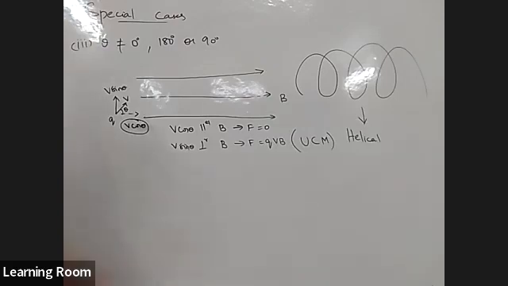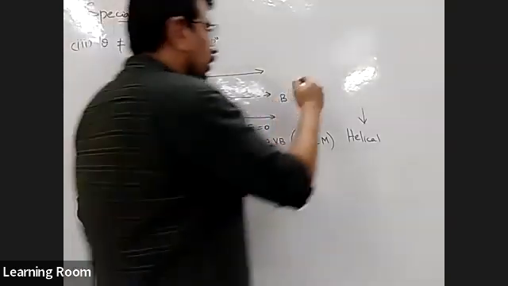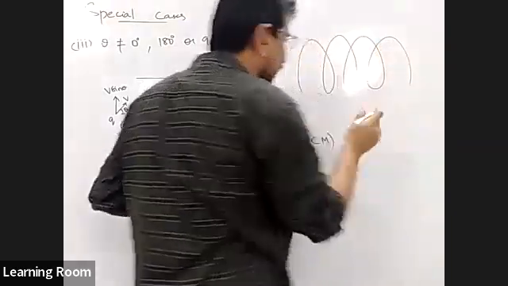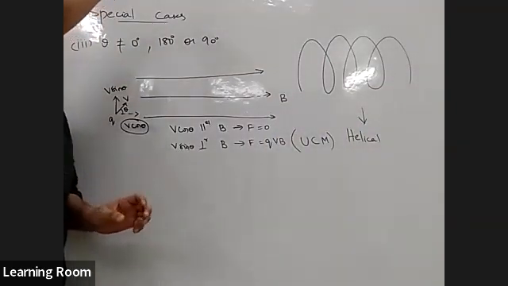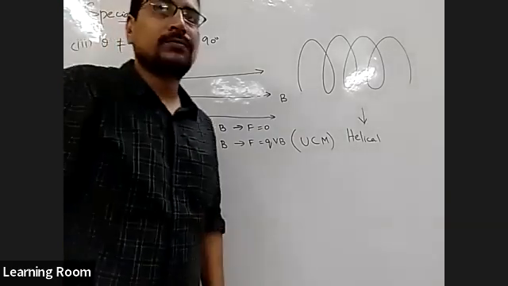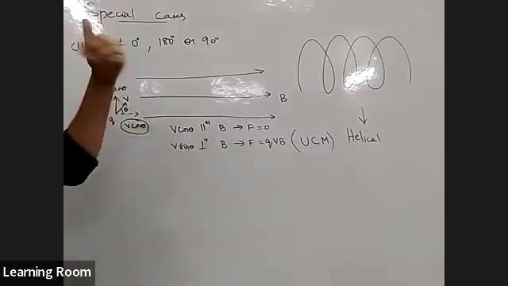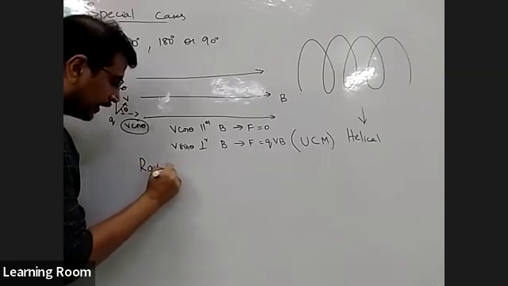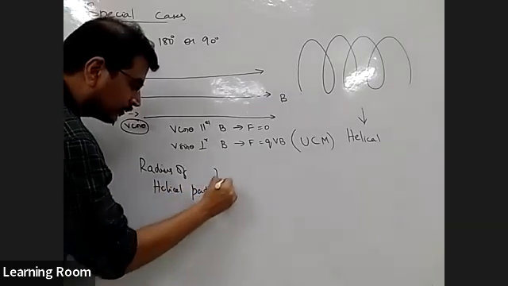Maybe my diagram is bad, but it has a fixed pitch. It has a fixed radius, and this distance is also uniform. Okay, is this clear? Right. Now the question is, what is going to be the radius of the helical path?